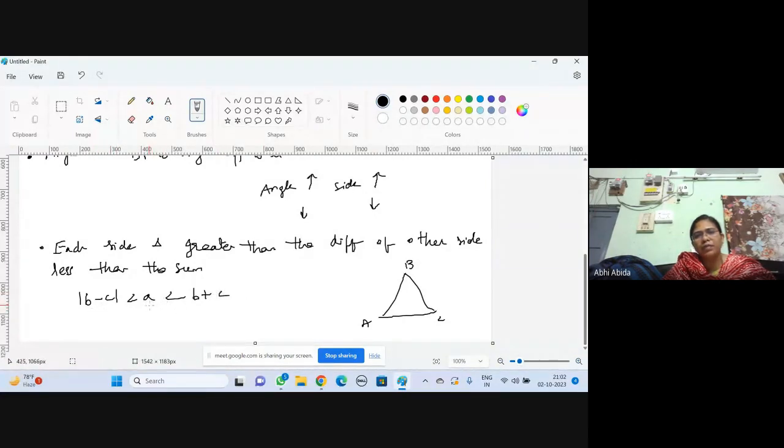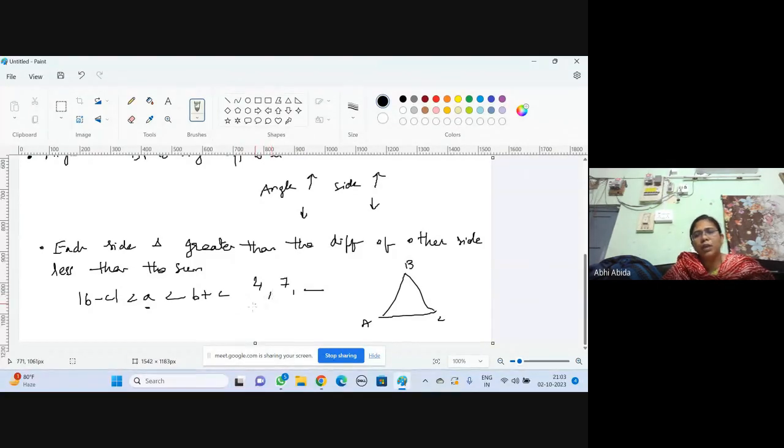For example, if A is missing, A can be taken as the difference of the other two sides and the sum of the other two sides. Whatever value we get will be in between that range. For example, let us say two numbers are given, 4 and 7. What are the possible values of the third side?